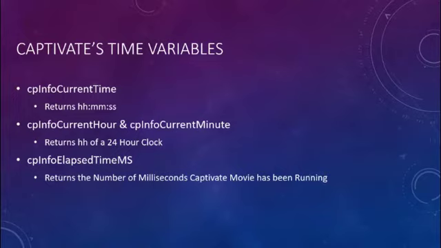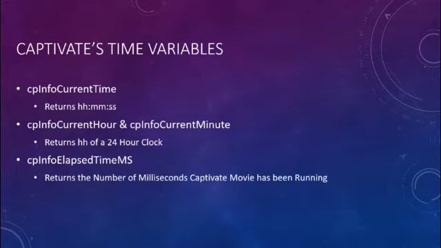So if it's 3 in the afternoon, you're going to get a number of 15 coming back to you. The other variable that I found was cpInfoElapsedTimeMS, and this returns the milliseconds. So it's going to be a number in the thousands, because 1,000 milliseconds is 1 second. If you spend 60 seconds, then you're looking at 60,000 milliseconds spent on a section. It gets to be a large number, and that's actually a good thing because we can then use a little bit of math to calculate specific times.